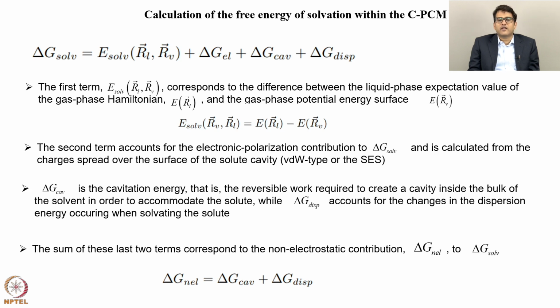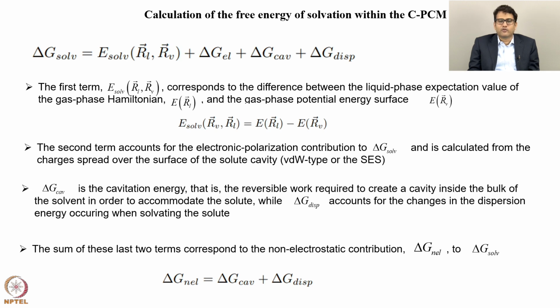The third term is the cavitation energy, the reversible work required to create a cavity inside the bulk of the solvent in order to accommodate the solute, while the last term, the delta G dispersion, accounts for the change in the dispersion energy that occurs when solvating the solute. The last two terms correspond to the non-electrostatic contribution. In the normal PCM model, currently ORCA does not implement these two corrections.